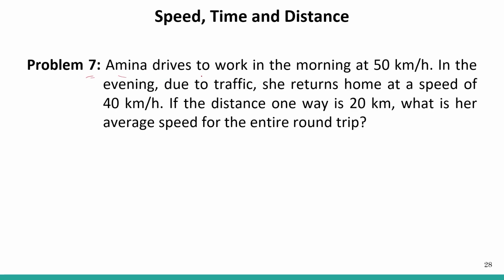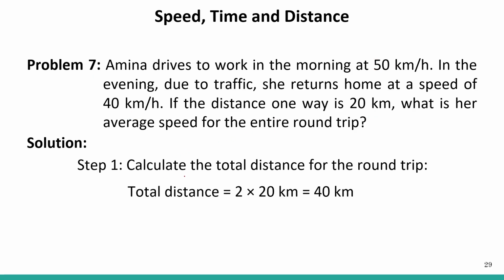Amina drives to work in the morning at 50 km per hour and in the evening, due to traffic, she returns home at a speed of 40 km per hour. If the distance one way is 20 km, what is the average speed of her entire round trip? So let's see. Step 1 is to calculate the total distance of the round trip. So total distance will be 2 into 20 is equal to 40 km.